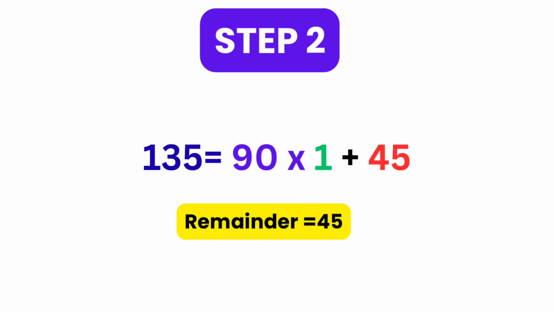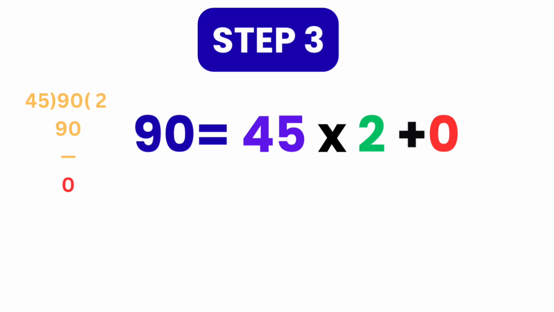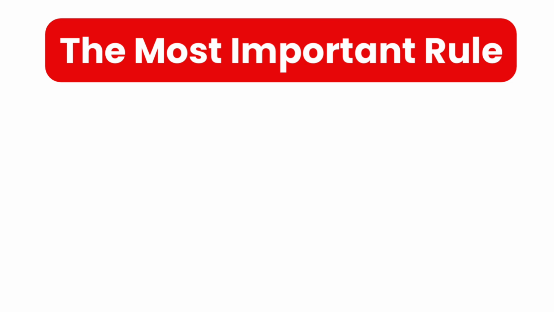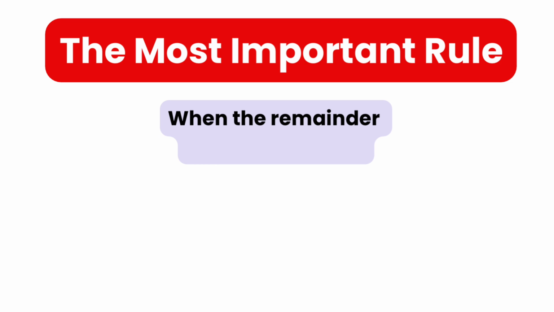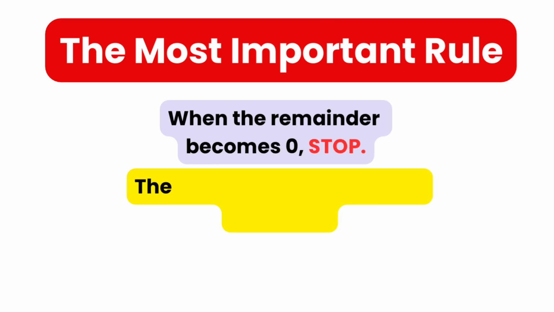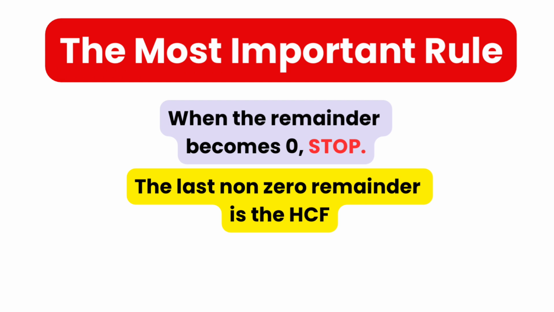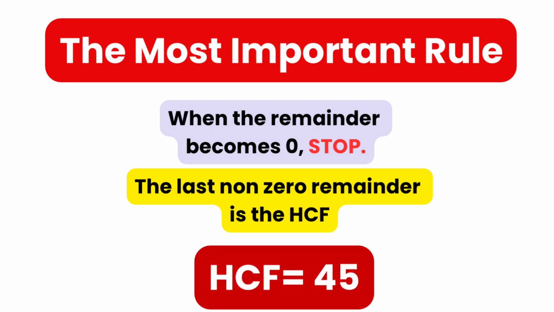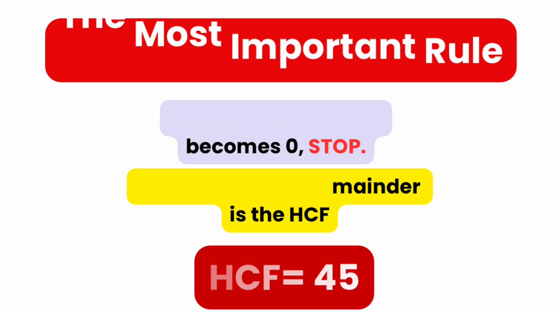We still have a remainder, so we continue. Now we divide 90 by 45. 45 goes into 90 exactly 2 times. Nothing is left, so our remainder is 0. Now we stop. Remember this rule because it is the most important part of the entire method. When the remainder becomes 0, we stop and the last non-zero remainder is the HCF. Here the last non-zero number is 45, therefore the HCF of 225 and 135 is 45.